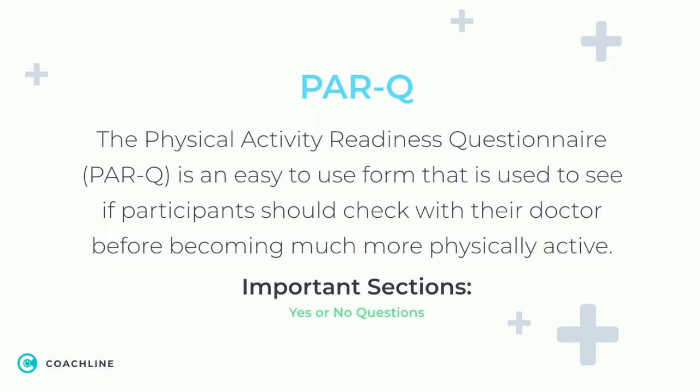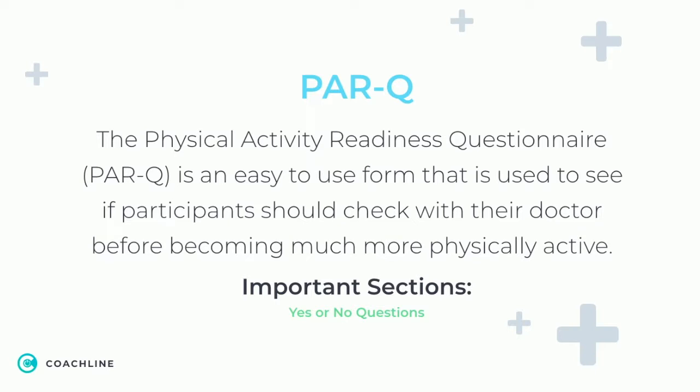So the important section is basically a document that includes a whole bunch of yes or no questions, and that's going to be the bulk of it. And so if they answer yes to any of those questions, then you're going to want to make sure that they consult their doctor before taking your program. If all of their questions are no, then it's pretty likely that they're ready to get started and do some physical activity. So you really want to make sure you do this form, because if someone has a yes and you didn't give them a PAR-Q form and you didn't know, whatever could have happened could have been avoided.